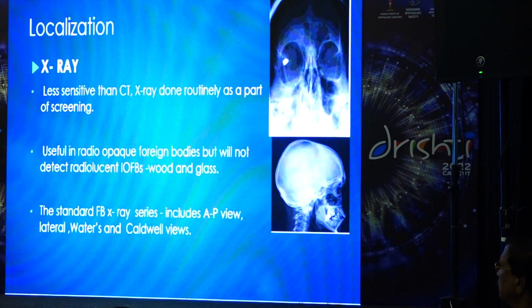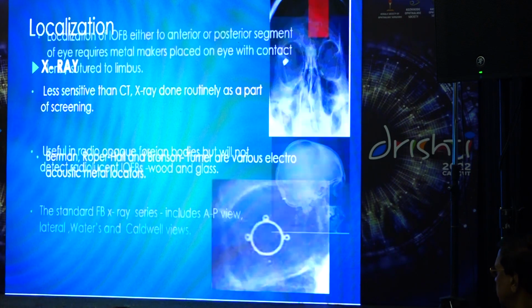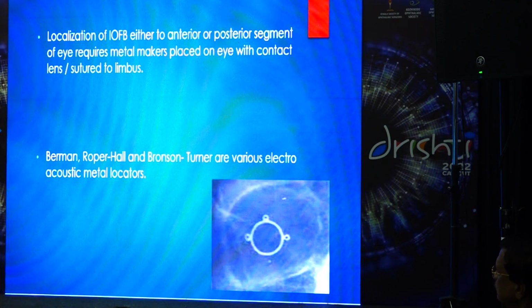Coming to localization, X-ray is less sensitive than CT, but it is done as a part of screening. It is capable of picking up radio-opaque foreign bodies, but not radiolucent ones. The standard X-ray series for foreign body includes the anteroposterior view, lateral view, Waters view, and Caldwell's view. That helps in detection of the foreign body.